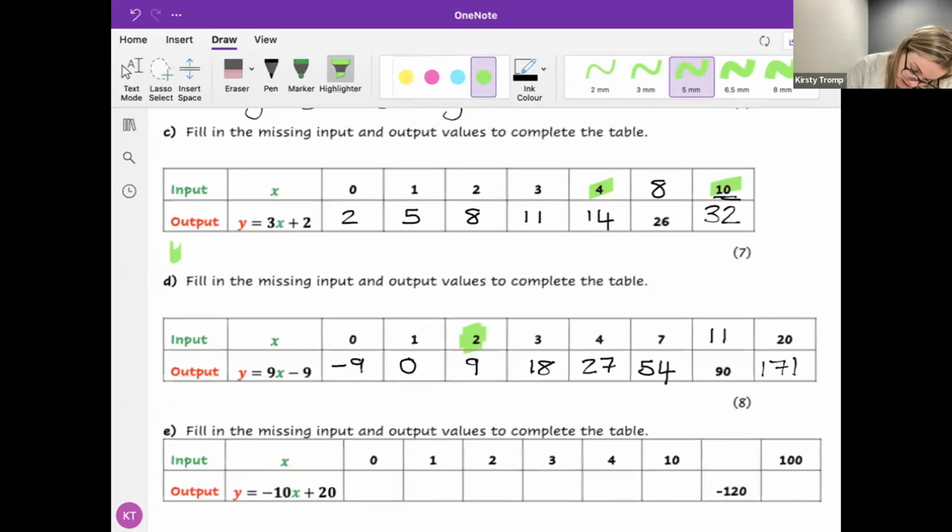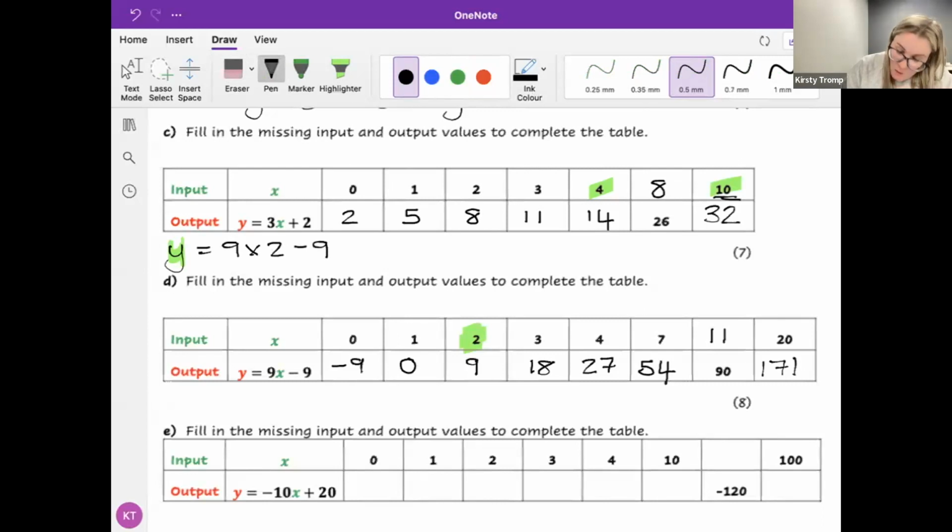So if I've got y is equal to 9 times 2 minus 9, well, 9 times 2 gives me 18, and 18 minus 9 will give me 9. So it's the same as what we were doing before. It's exactly the same.